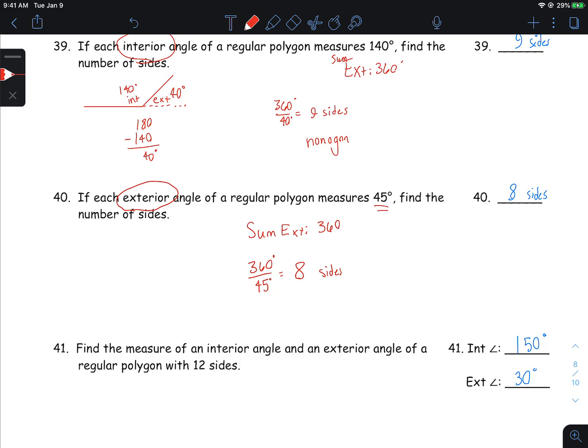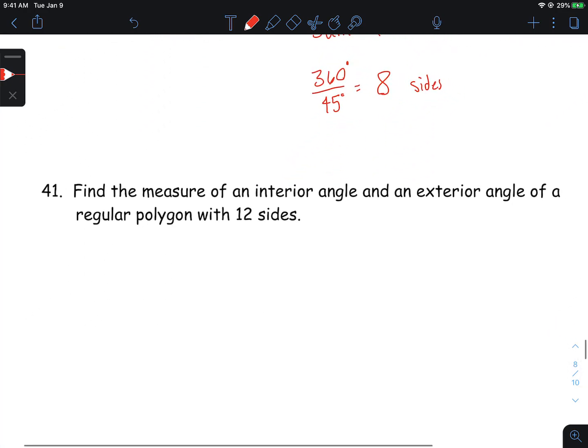Okay, find the measure of an interior and an exterior angle of a regular polygon with 12 sides. We call that a dodecagon. So we're going to use a couple of things here. For an interior angle, I would use the n minus 2 times 180 formula. But that's for the sum. So then take that and divide it by the number of sides, and that'll help you find each interior angle.